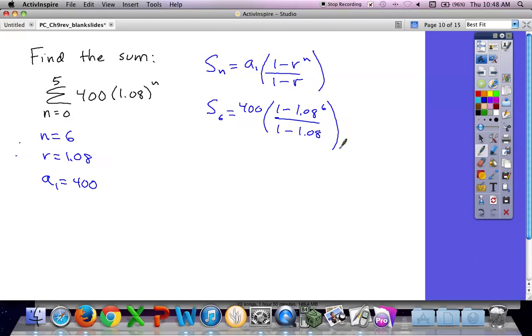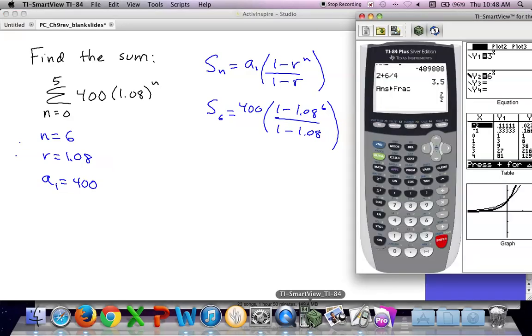And okay, I would put it in the calculator, in any way you want. You could just type it in, just like that, making sure you have parentheses in all the right places. I do kind of like to do this other thing. I like to store n equals 6, r is 1.08, and a is 400. Then I'll just type in the formula, and it'll do all the order of operations, and nothing else can go wrong at that point.